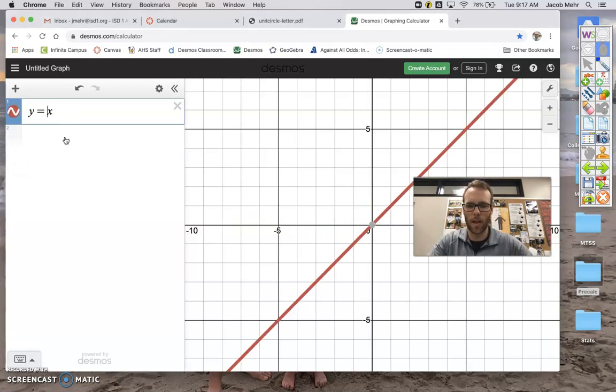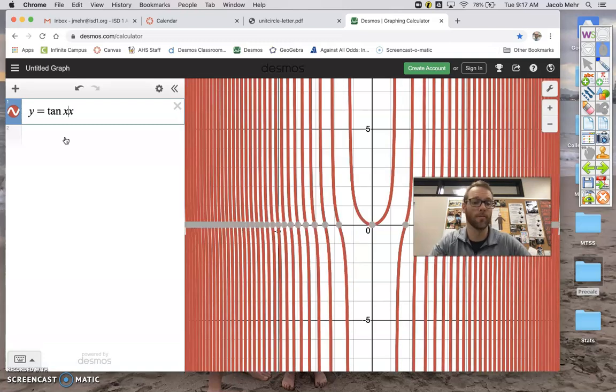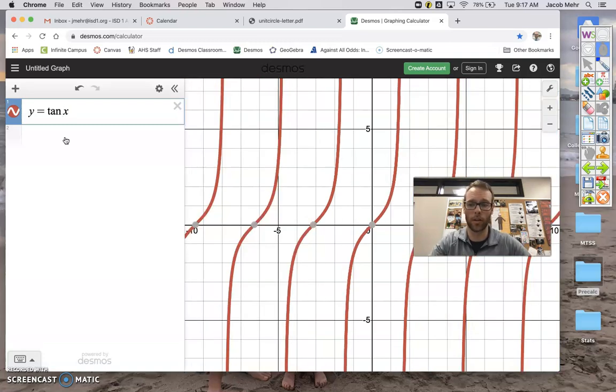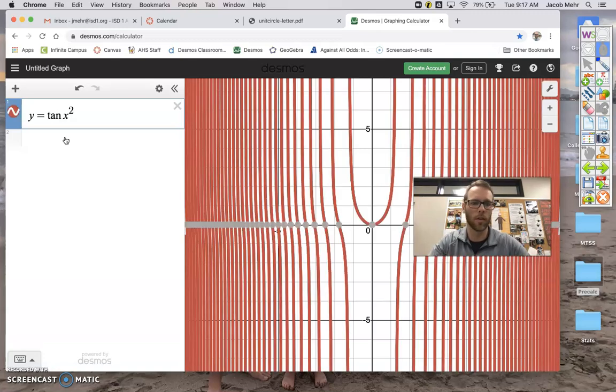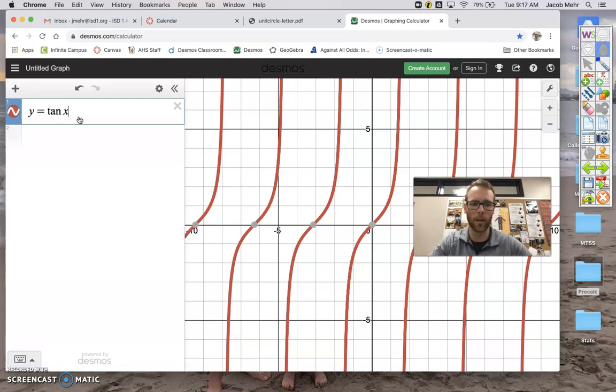Let's graph first the tangent of x. Whoops, that's the tangent of x squared. That's kind of a cool looking graph. Check that out. Whoops, there it is. Kind of neat. Didn't mean to do that. All right, there is the tangent.